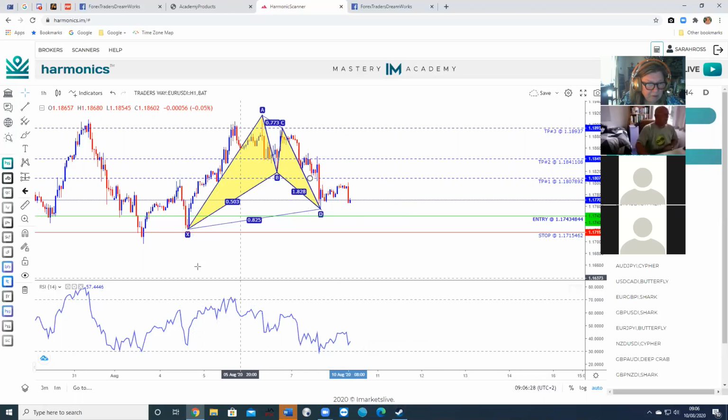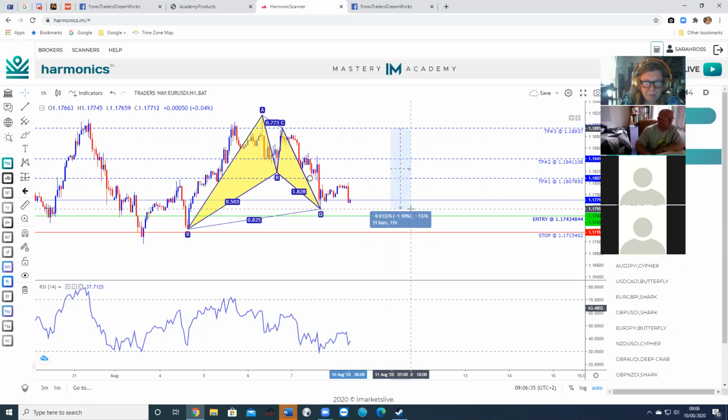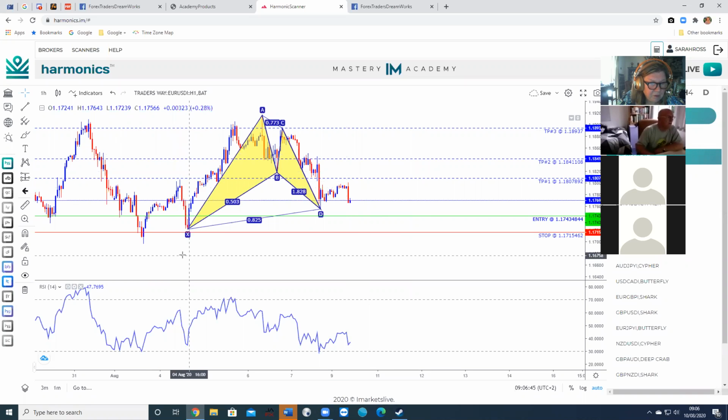So pick your local time zone, measure using the ruler C to D, because our rule is a minimum of 80 pips. That's 137, so that's fine. Has it moved 20 pips off the D point? Yes, it's moved 47. And then just use your vertical line to line it up exactly.